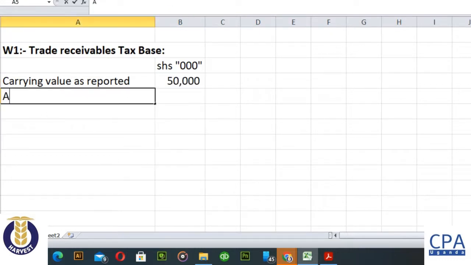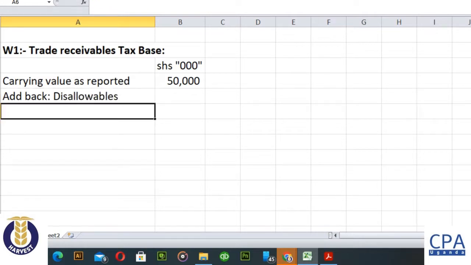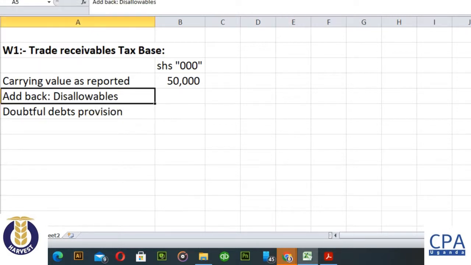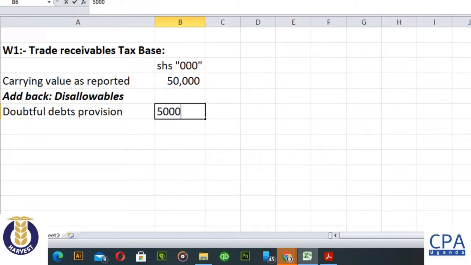And then we add back the disallowables. So the disallowable here is the doubtful debts provision. The doubtful debts provision is not an allowable deduction, and those of you who have done taxation, you know that. I've been doing it time and again.